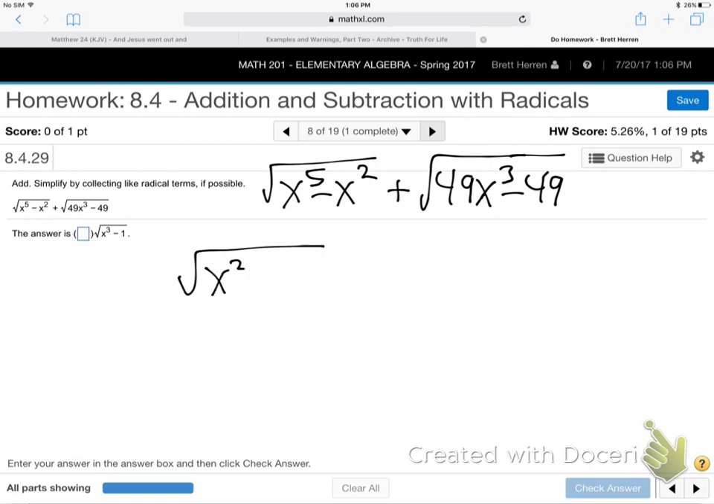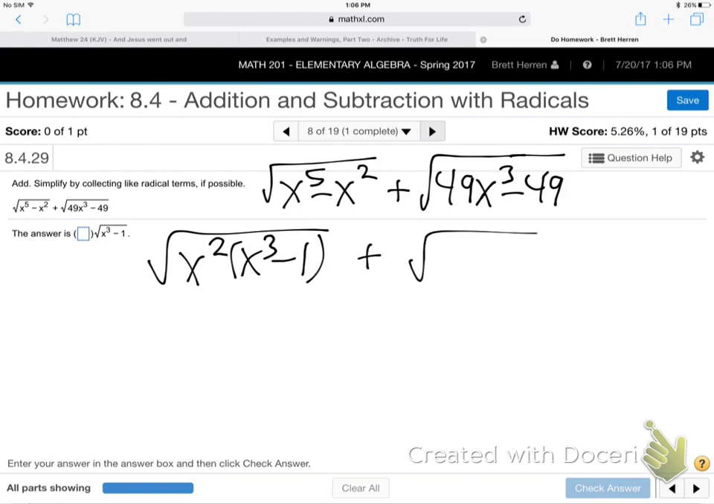Okay, so you factor that. Take out x squared, right? Did you do that? GCF? Let me make that a little bit neater. Take out x squared for the first one. The second one, take out 49. They both have a GCF. Good so far?